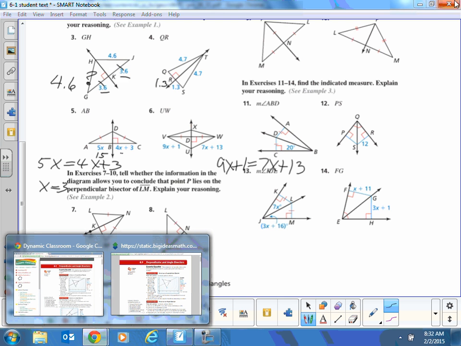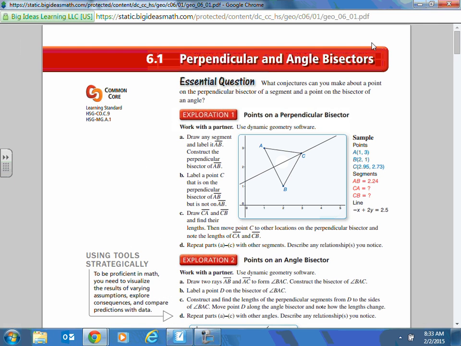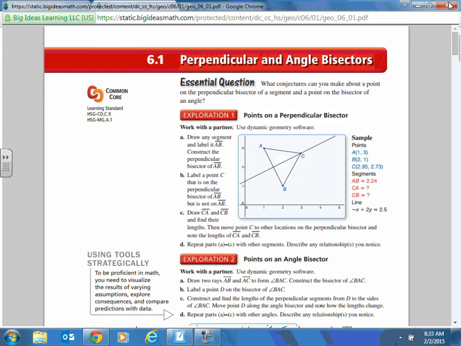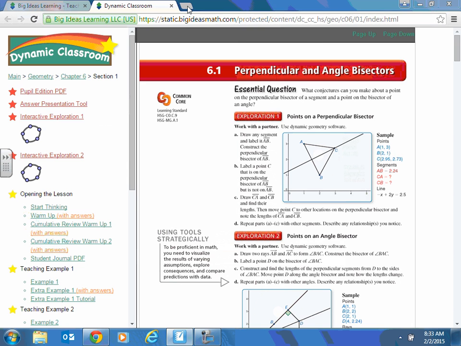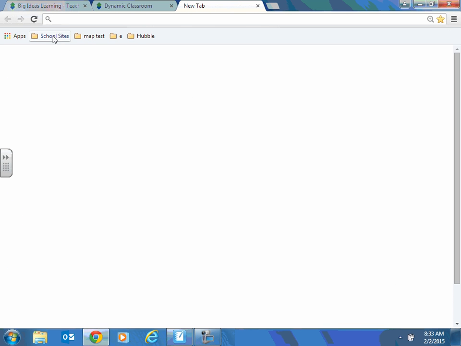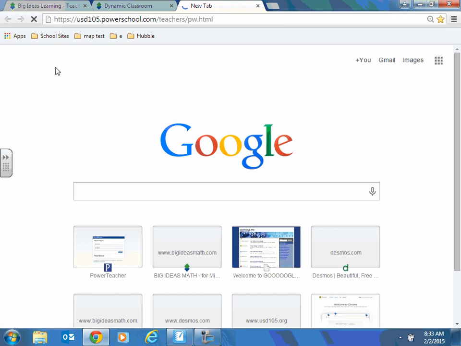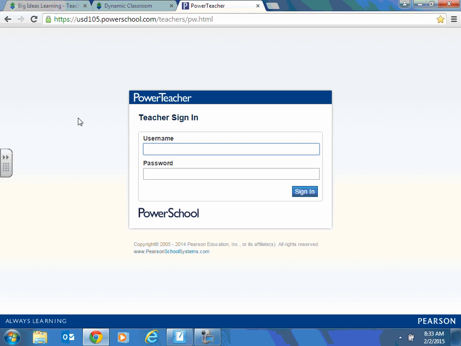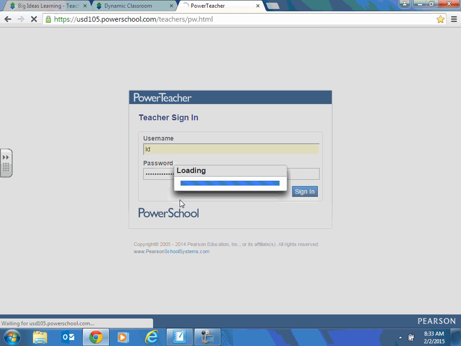So 7 times 6 is 42. 42 plus 13 is 55. So UW equals 55.